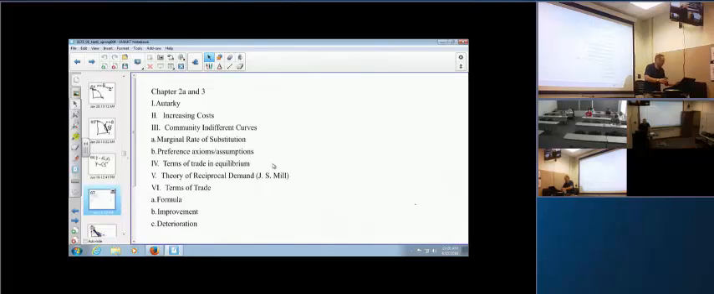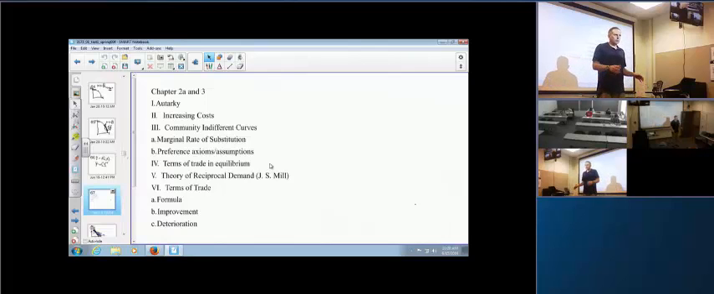So these are some things we need to fill in today. We're kind of between chapters 2 and 3, and in the larger scope of things, what we're doing is transitioning from what I refer to as traditional or classical trade theory, which was the mercantilists' ideas, which were wrong.